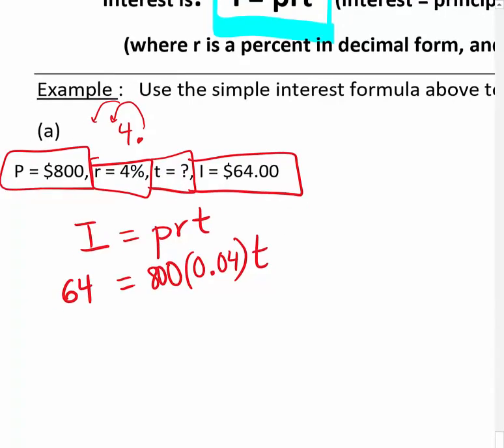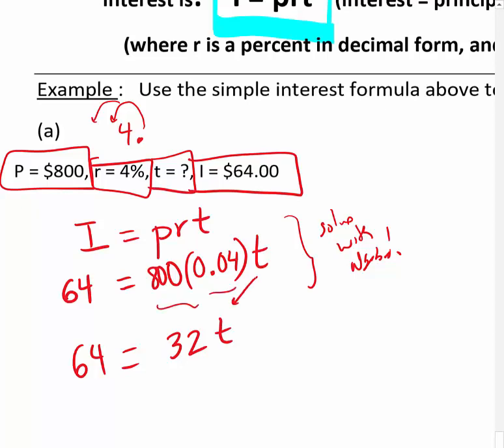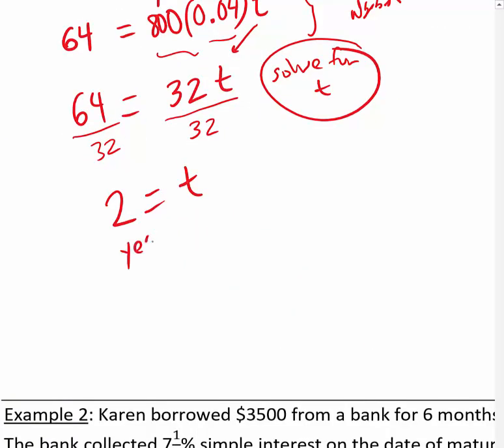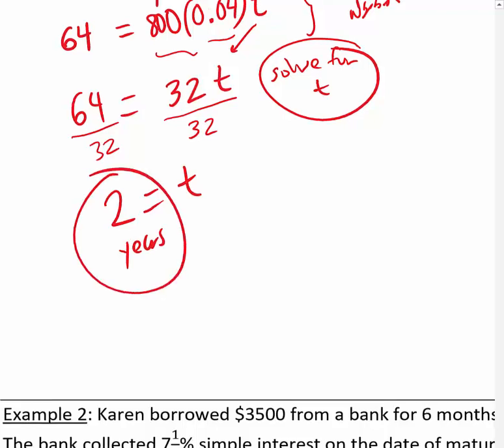Alright, so I think we're going to have to do a little algebra here to solve this. Solve with algebra. It's going to be 64 is, okay, 800 times 0.04, okay, it's 32. And then times t, of course. And if we solve this for t, since t is being multiplied by 32, I'll do the opposite to both sides and divide. 64 divided by 32. Alright, and actually that goes in twice evenly, huh? So it looks like t is 2, and remember we said time is always in years, so it must be 2 years.